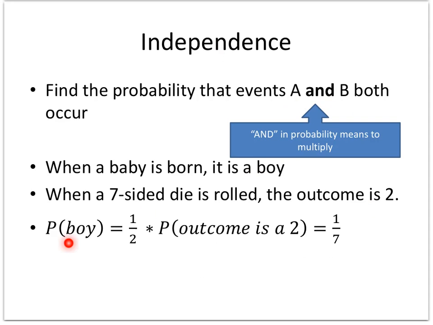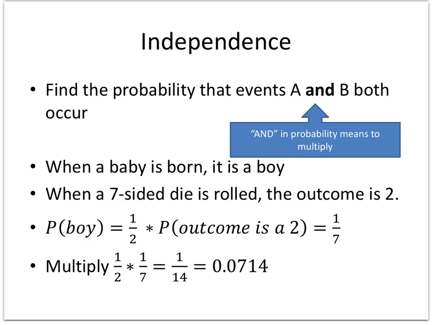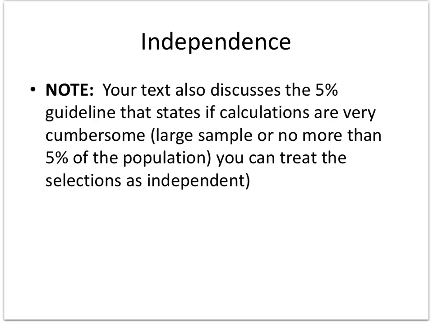First event, probability of having a boy, 1 out of 2 ways to have a boy, times the probability that you roll a 2 on a seven-sided die. There's only one 2 on that die. Multiply those, I get 1 over 14, or I change it to an actual decimal probability. So if they're independent and I want to know the probability that these two events both occur, I just simply multiply.